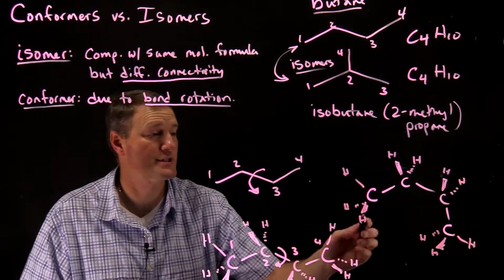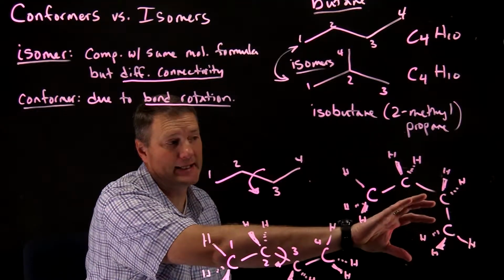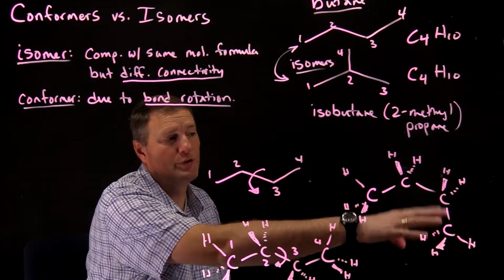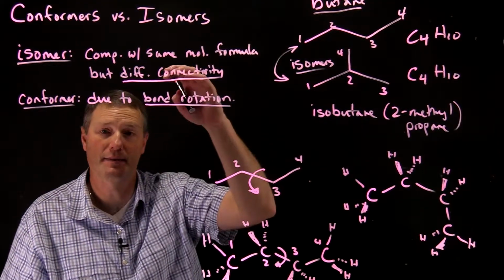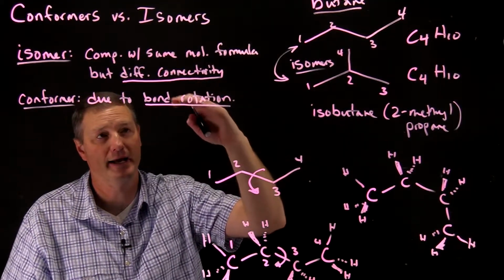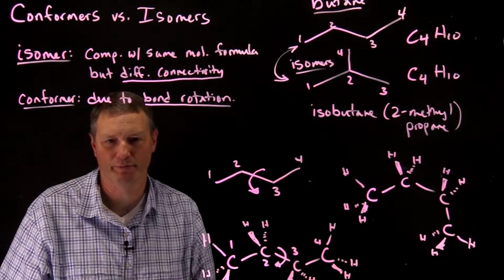Okay, so that was the result of a bond rotation. Again, I did not disconnect anything and put this methyl group anywhere else. It's just due to bond rotation. So again, the main difference between isomer and conformer: isomers, different connectivity. Conformers, different bond rotations.